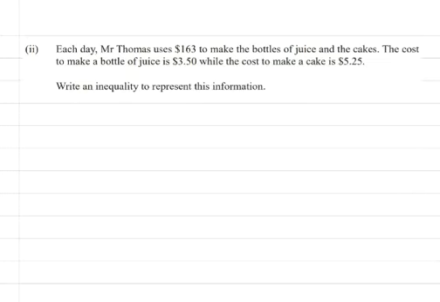Part II says, each day Mr. Thomas uses $163 to make the bottles of juice and the cakes. The cost of one juice is $3.50, while the cost to make a cake is $5.25. We're to write an inequality to represent this information.